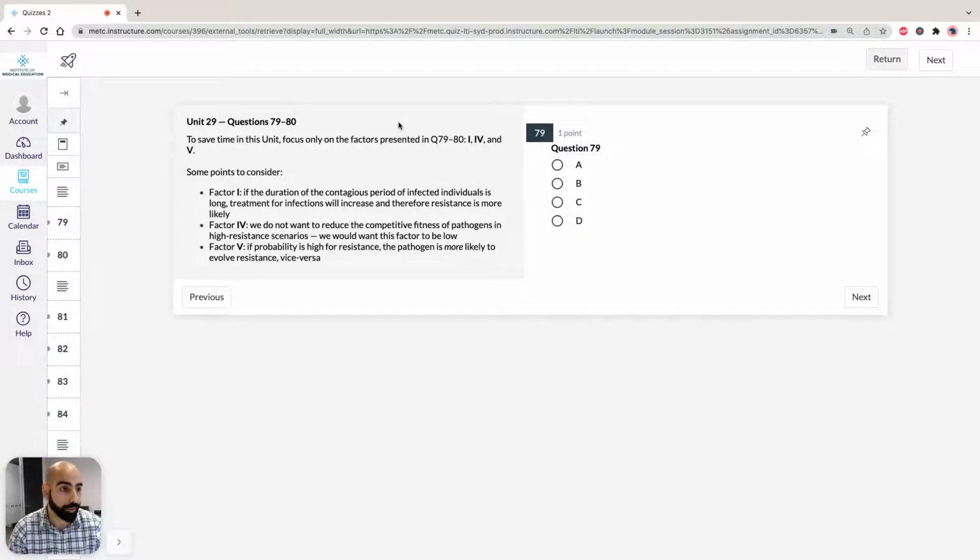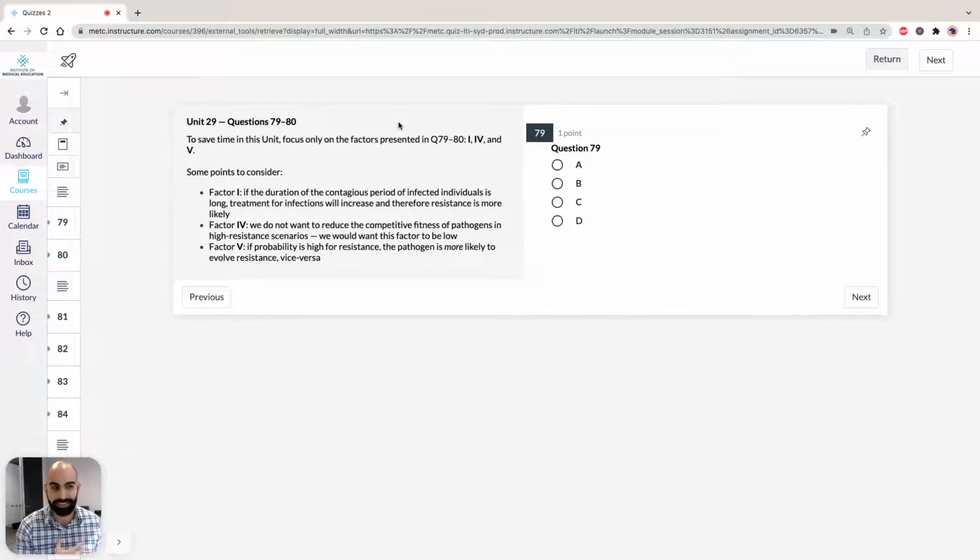So factor 4 says the degree to which development of resistance reduces the competitive fitness of the pathogen. Now think of it this way. Let's say in high resistance scenarios, we don't want to reduce the competitive fitness of pathogens. So you'd actually want this to be low in high resistance scenarios, because if this value was high, that means we've reduced the competitive fitness of the pathogen, so therefore the resistance will be low. So in situations where we want high resistance, we don't want to reduce the competitive fitness of the pathogen, and we need this to be low.